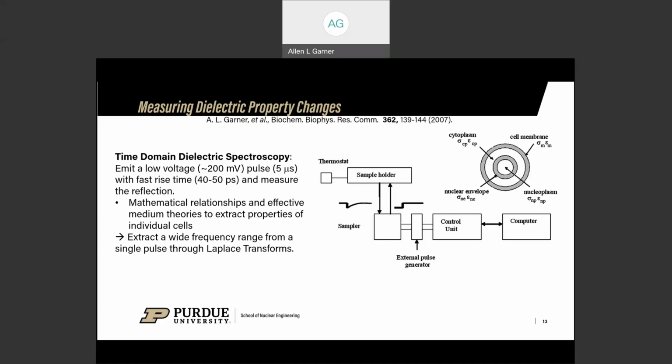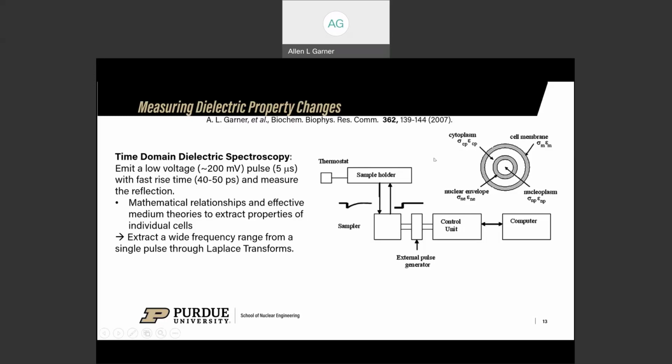Okay? So what we can do is shoot a voltage down the line, measure the reflection, and take out various artifacts such as the conductivity of the suspension and artificial layers that form on the electrodes. That gives us the properties of the cell suspension. And then we can do some math to extract the permittivity and conductivity of the individual constituents.